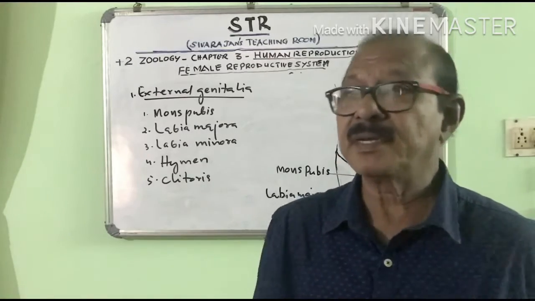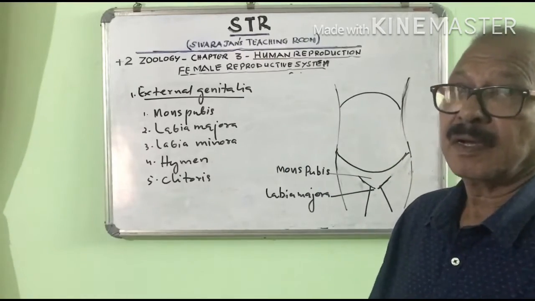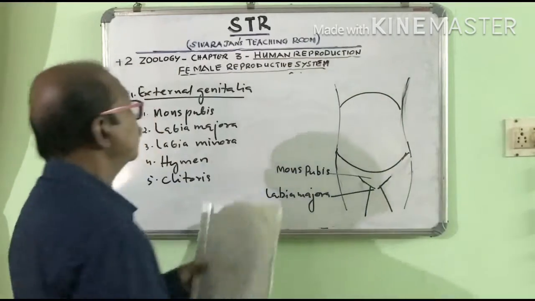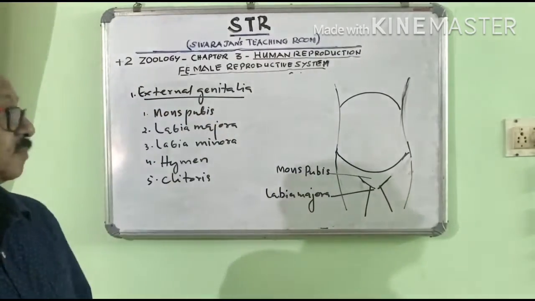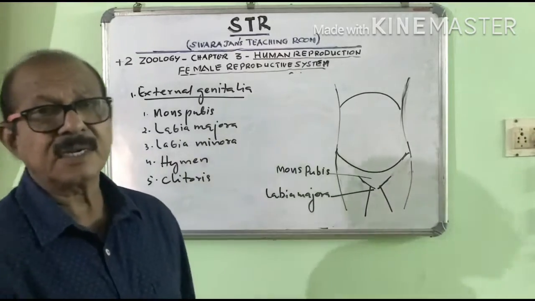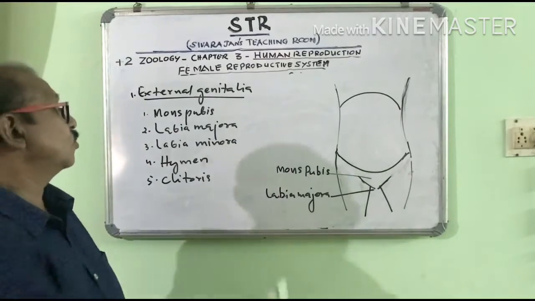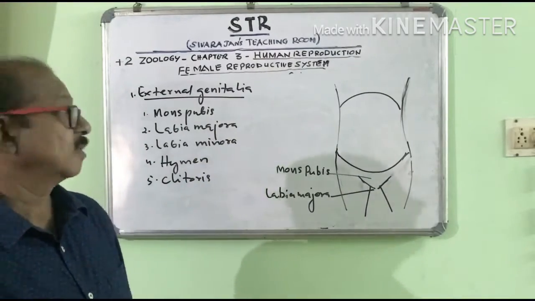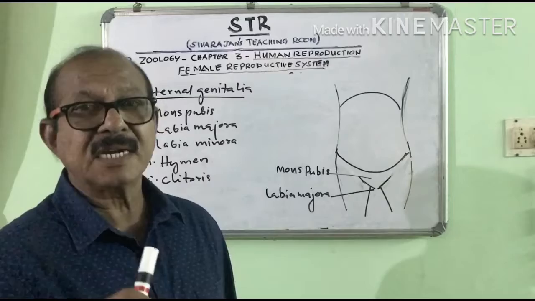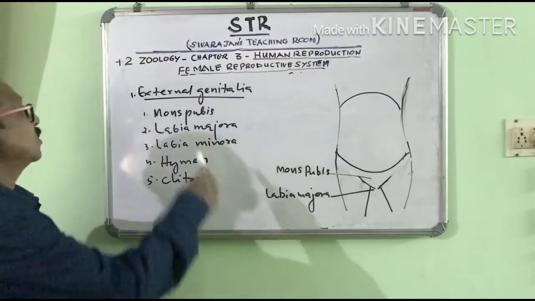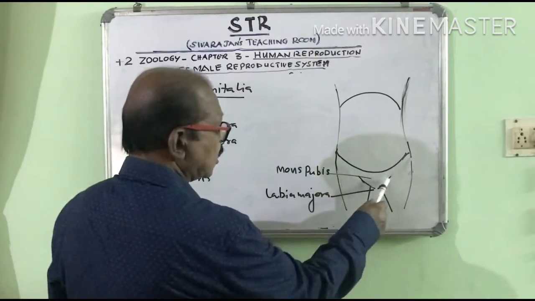In the last episode, we have been discussing the female reproductive system. Now we have to discuss the external genitalia. What is external genitalia? External genitalia is that portion connected to the female reproductive system which is visible externally. The parts which are externally visible are the external genitalia.